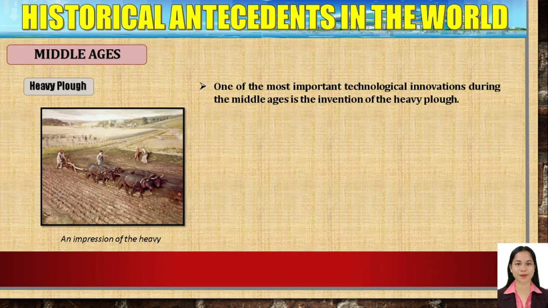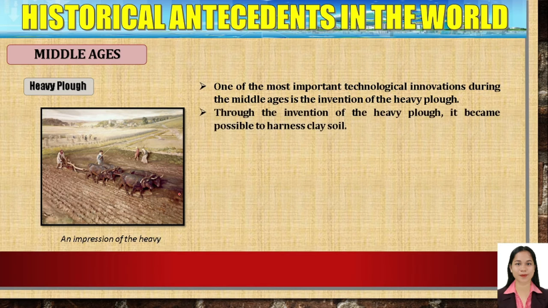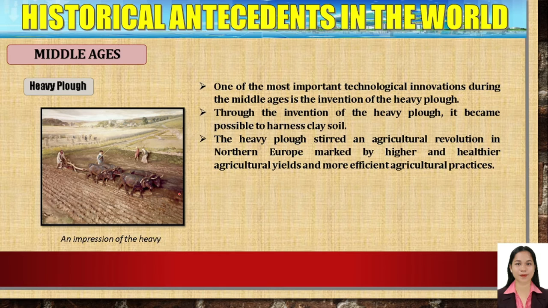However, through the use of this heavy plough, or through the invention of this heavy plough, it became possible to harness clay soil. So the heavy plough steered an agricultural revolution in Northern Europe marked by higher and healthier agricultural yields and more efficient agricultural practices. So dito, mas napadali yung pag-harness ng soil because of this invention.